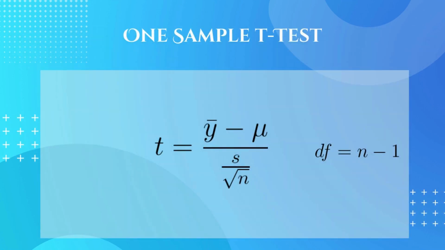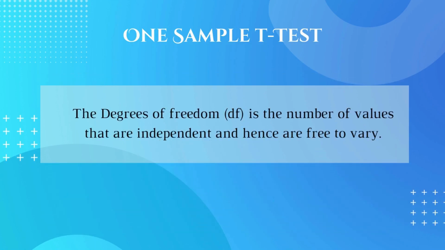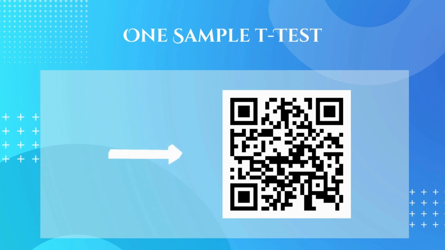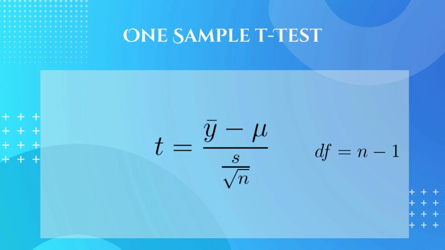The test statistic is t equal to the difference between the sample mean y bar and the predefined population mean mu, divided by the quotient of the sample standard deviation, denoted as s, and the square root of the sample size n. We now have to consider the degrees of freedom in the t-test, denoted df. The degrees of freedom is the number of values that are independent and hence are free to vary. You can use this QR code to watch a video from Professor Essa on YouTube, where she further explains degrees of freedom.